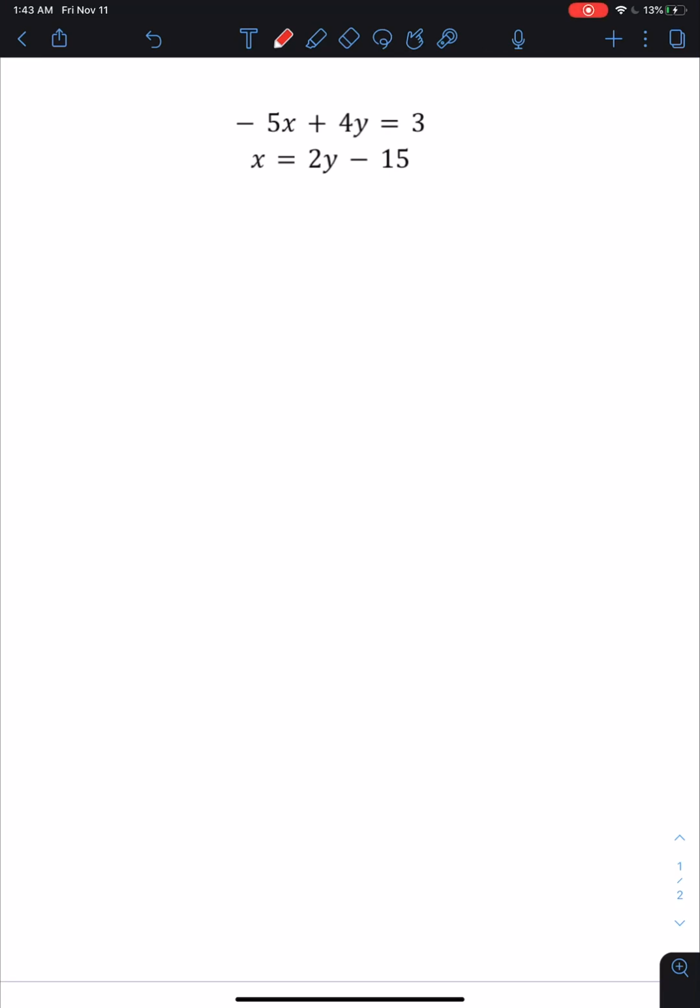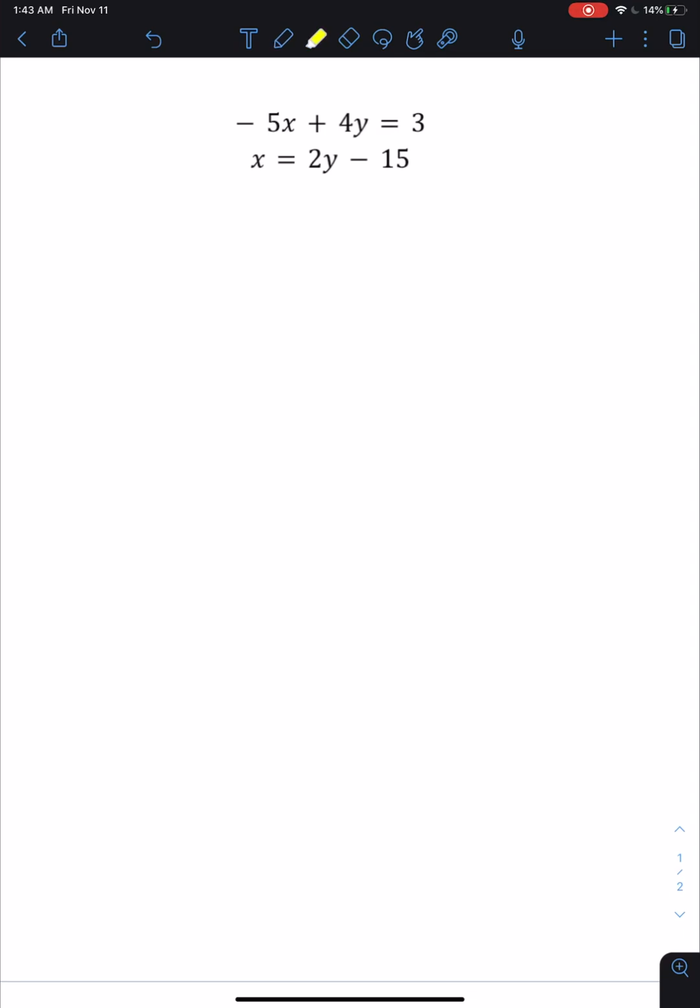Okay, so we're given a system of equations. This means that we have two different equations, and we're looking to solve for both variables, x and y. In order to do this, we need to combine our equations to only have one variable, because right now we cannot solve for x or y in either scenario because there are two variables.